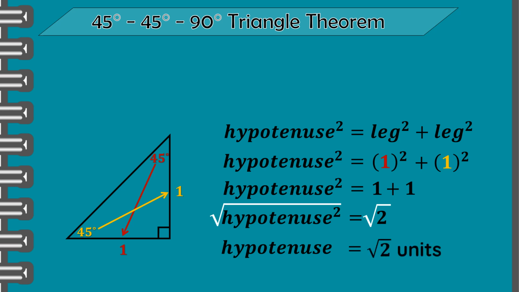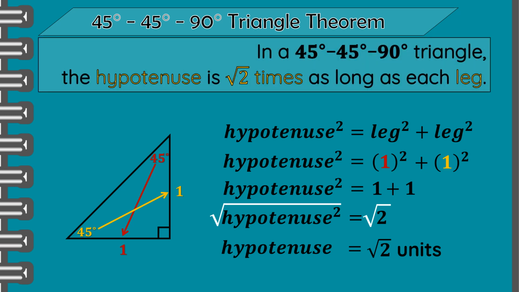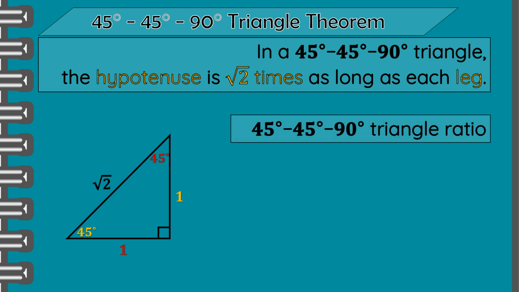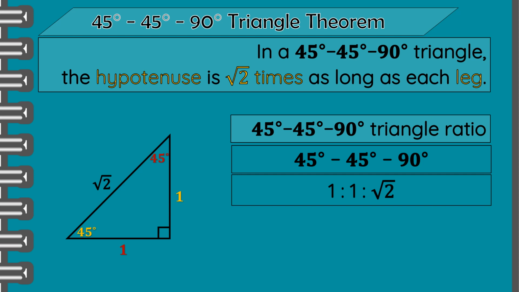That leads us to the 45-45-90 triangle theorem, which states that in a 45-45-90 triangle, the hypotenuse is square root of 2 times as long as each leg. From the given theorem, we can have this 45-45-90 triangle ratio. We have 45 degrees, 45 degrees, 90 degrees, 1 is to 1 is to square root of 2, or 1x is to 1x is to x square root of 2.